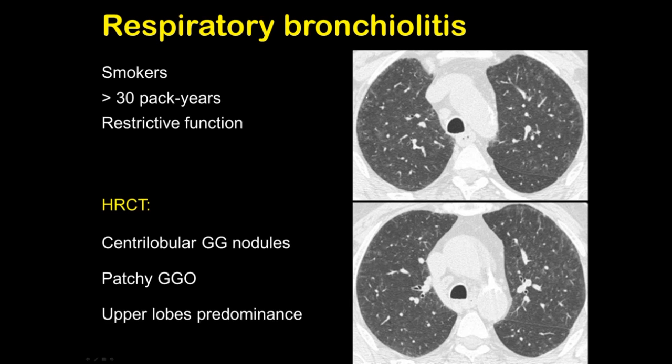Another patient where we can see areas of ground glass opacities, mainly with a centrilobular distribution, some of them acquiring a more patchy distribution with an upper lobe predominance in a patient with respiratory bronchiolitis.